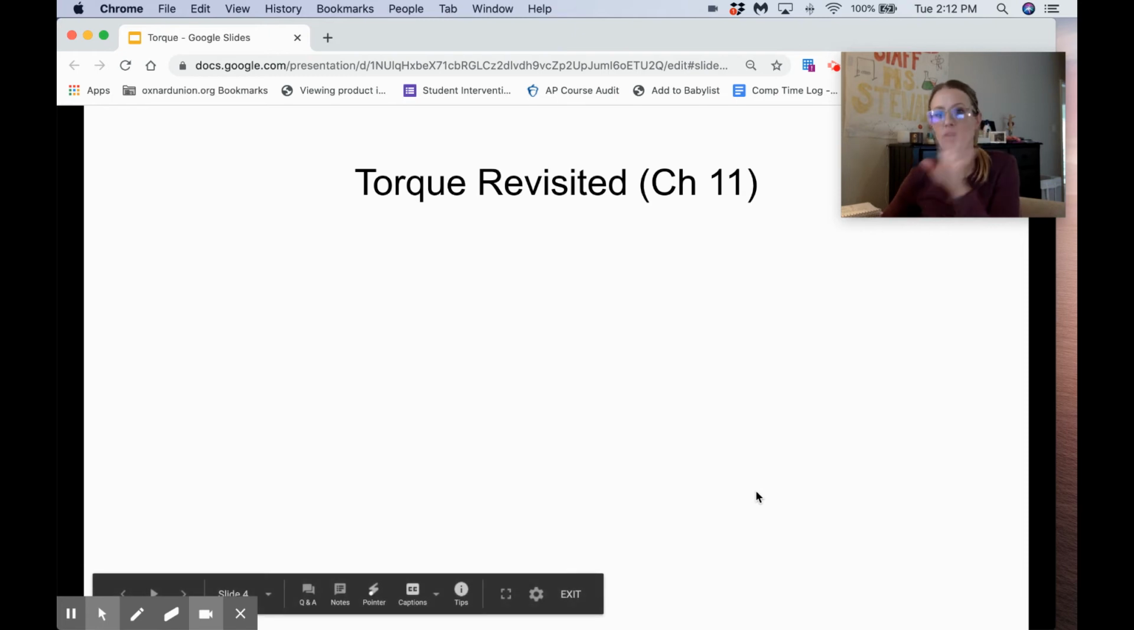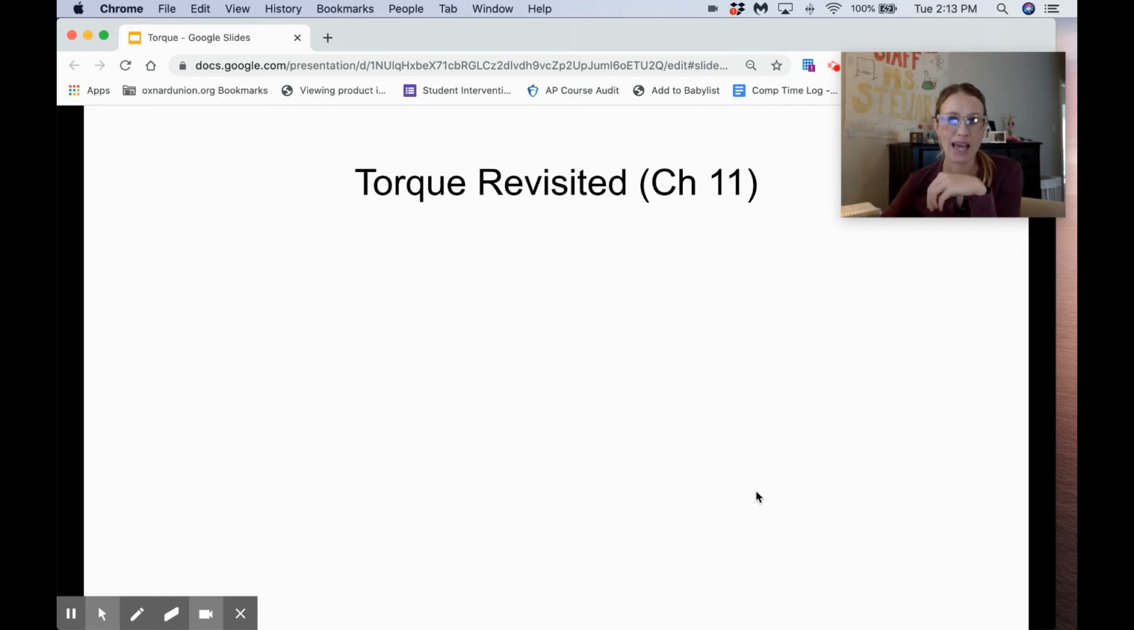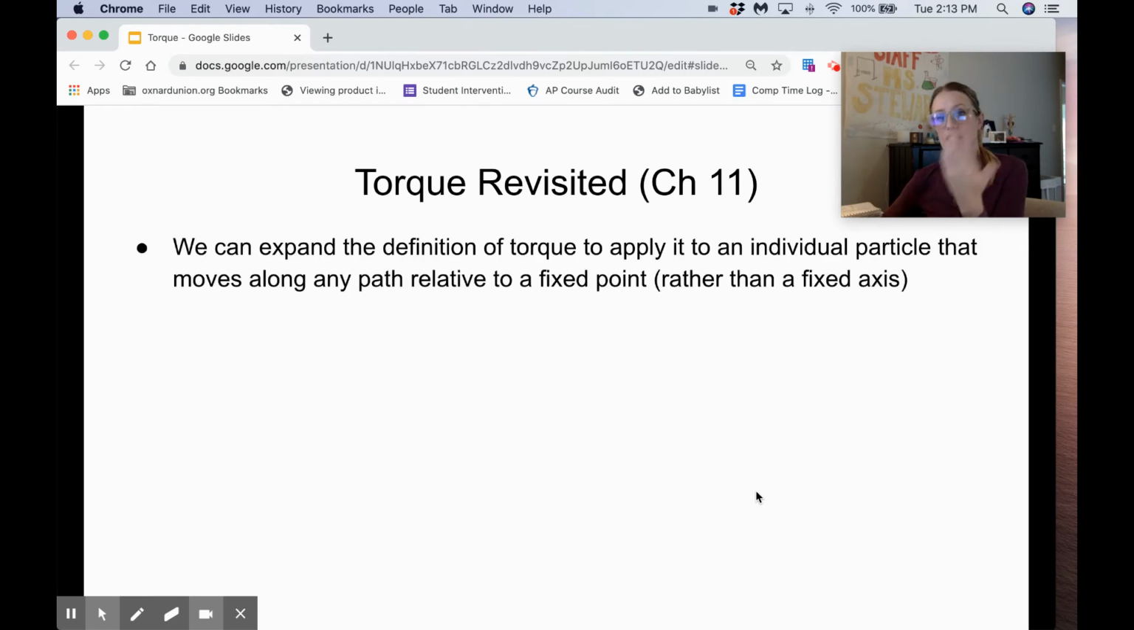Now in this whole definition of torque, this is all from chapter 10. Now in chapter 11, we revisit torque in your book. Basically the only reason we revisit it is we are going to expand the definition now to apply it to an individual particle that moves along any path relative to a fixed point rather than a fixed axis. So we're just expanding this definition.